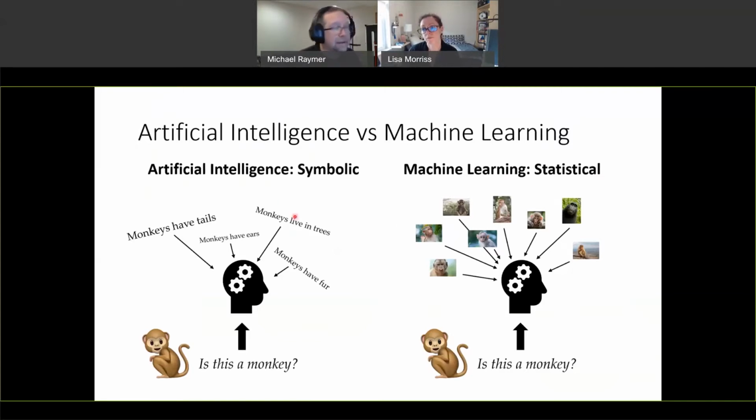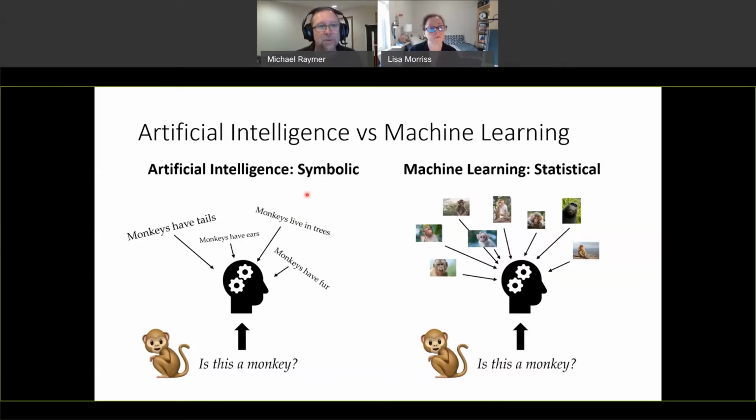Some people define these in different ways. When I look at the two of them, what I think of for artificial intelligence is that it largely involves trying to teach computers things that humans know. And the way that you do that in artificial intelligence is largely figuring out how you can encode things that humans know in a way that computers understand.